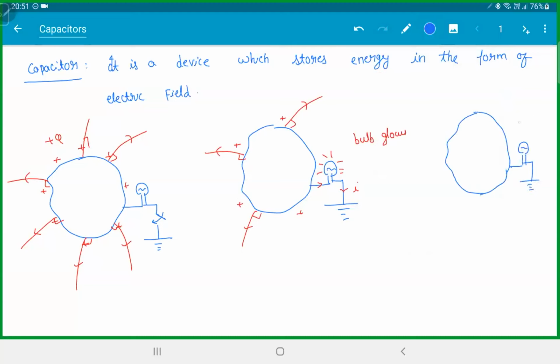The bulb does not glow anymore. And at the same time, you'll observe the charge becomes 0 and the field becomes 0. Are you getting the scenario here? So if you take a conductor, give it some charge, and put a bulb on the other side and close it, grounded, we'll observe the charge will flow from the conductor into the ground. And eventually all the charge becomes 0.